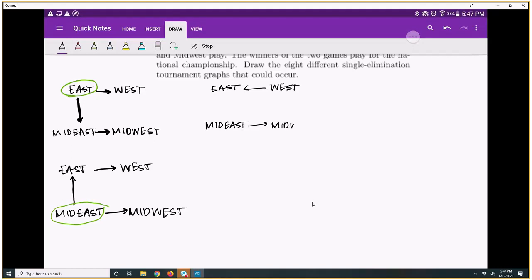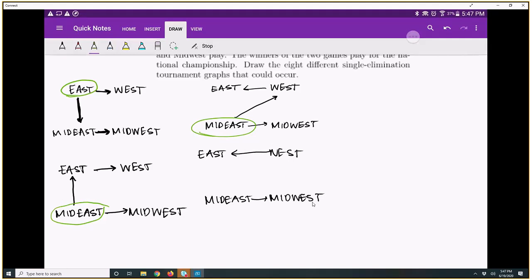So now the two teams that are going to play for the championship would be West and Mid-East. And let's say Mid-East is the winner. Or we could have West beats East. And again, Mid-East has beaten Midwest. So the two teams that play for the championship will be West and Mid-East. But maybe now West is going to win. So the edge will initiate at West and terminate at Mid-East.